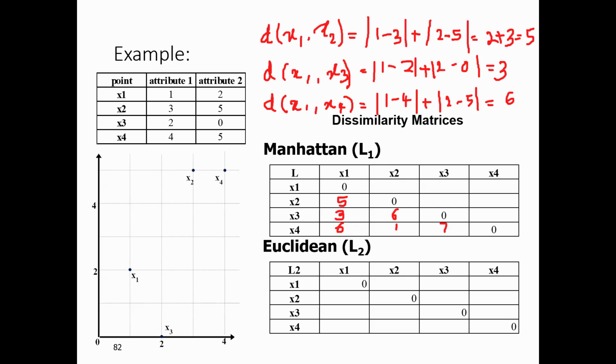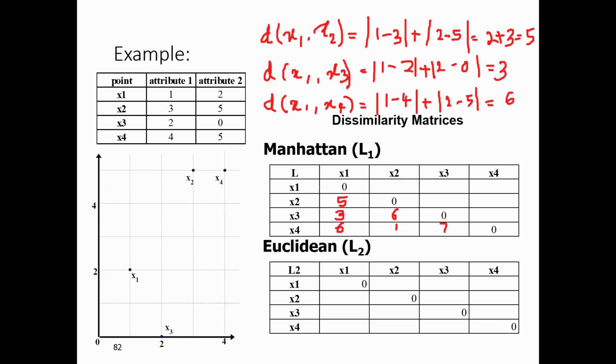Now, this is if you use Manhattan distance, which is the absolute values. You get the difference of each attribute, and we get the sum of absolute values. In Euclidean distance, we get the differences and you square them. You get the sum of squared values and then you take the square root.